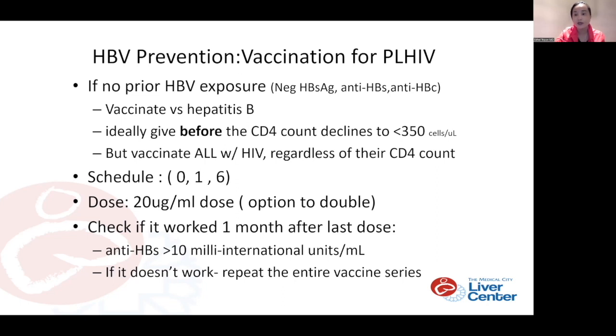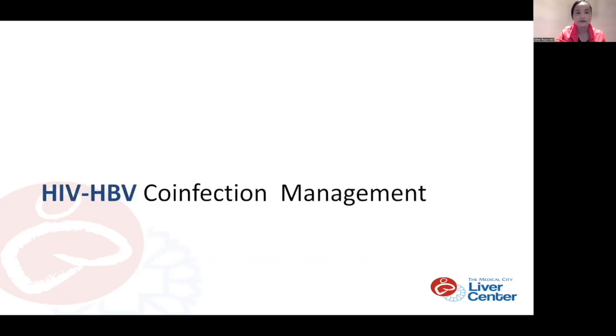The dose is 20 micrograms per ml per dose, although some experts do opt to double the dose, especially if they feel that the immunity is low. And it's important to check that vaccination worked after the last dose, and this is by seeing that your anti-HBs is more than 10 milli-international units, or mIU per ml. Because if it doesn't work, there's the option to repeat the entire vaccine series.